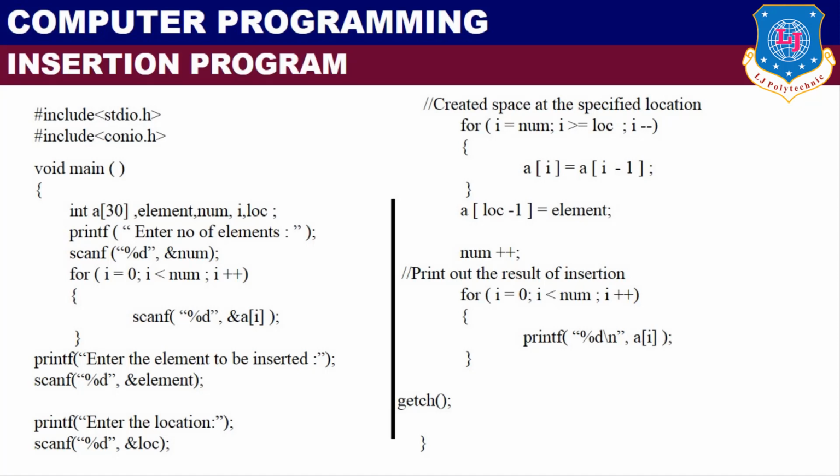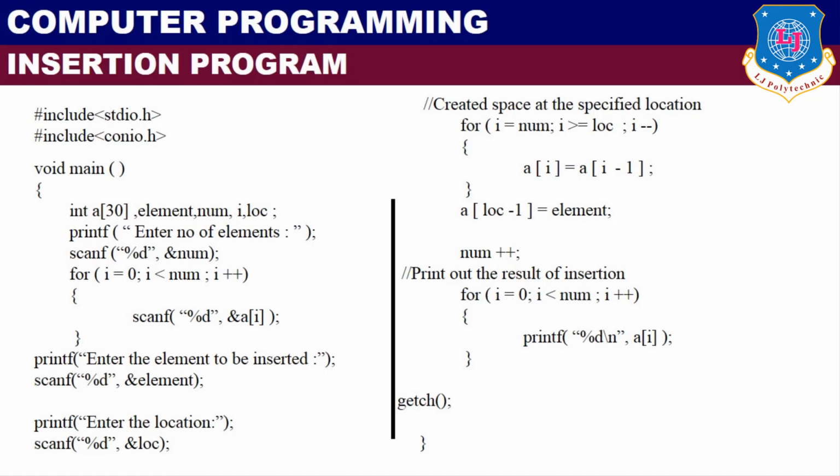For that, the logic part is a[location minus 1] equals element. After inserting, our array increases by one size: num equals num plus 1, or you can simply write num plus plus. After that, you just need to display the array elements: for i equals 0, i less than num, i plus plus, printf "%d\n", a[i], and closing bracket.